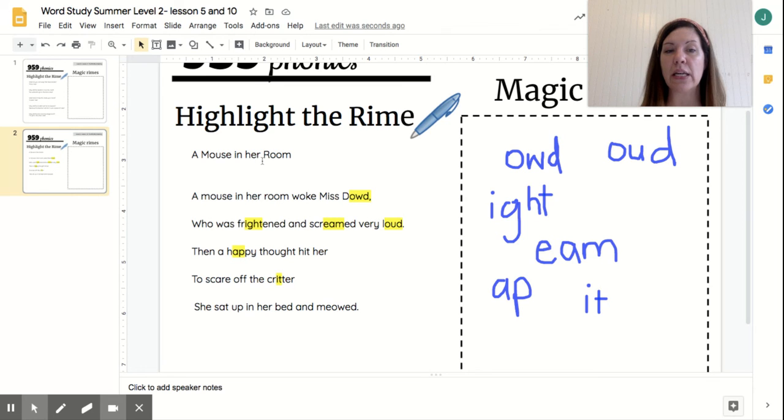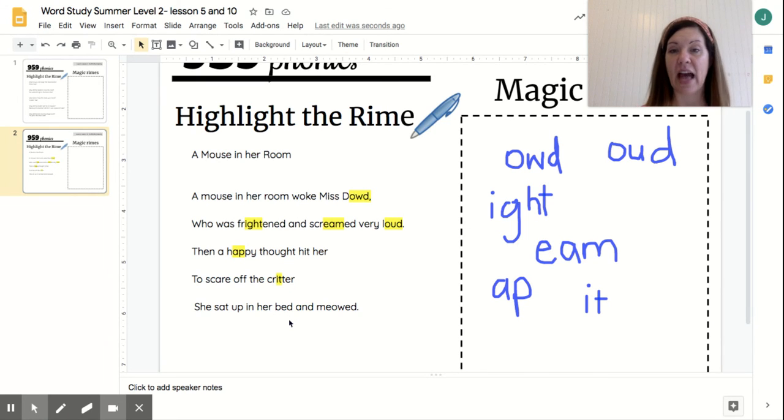A mouse in her room. A mouse in her room woke Miss Dowd, who was frightened and screamed very loud. Then a happy thought hit her to scare off the critter. She sat up in her bed and meowed.